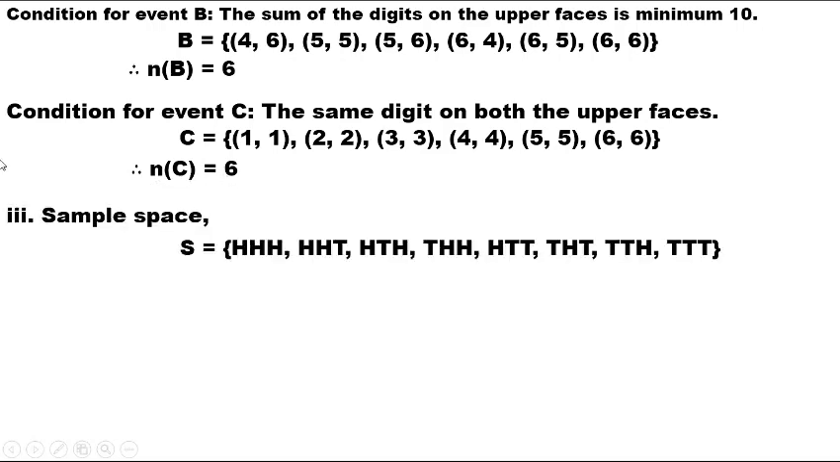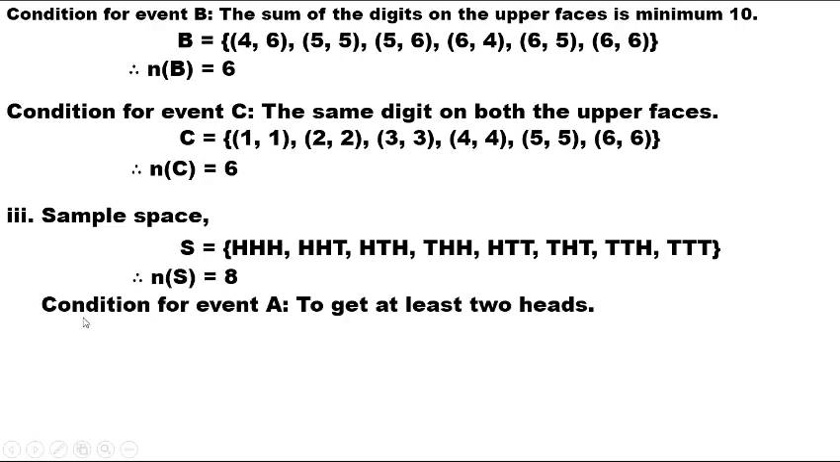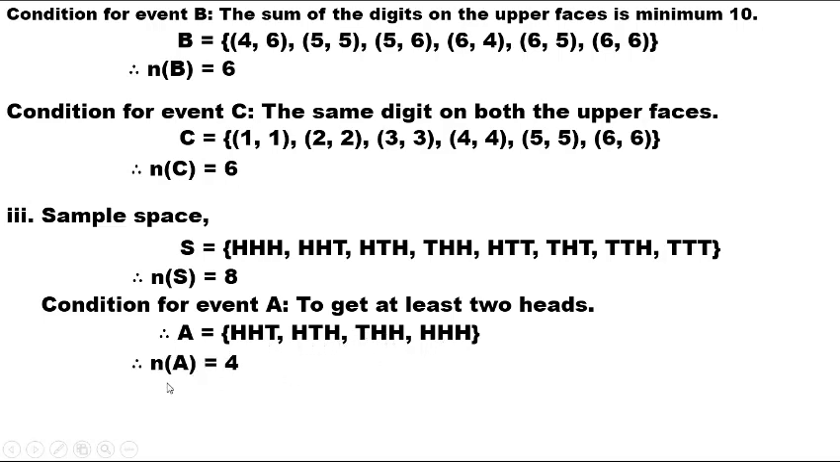Sample space S is equal to HHH, HHT, HTH, HTT, THH, THT, TTH and TTT. Number of sample points is equal to 8. Conditions for event A: to get at least 2 heads. A is equal to HHT, HTH, THH, HHH. Number of sample points in A is equal to 4. Conditions for event B: to get no head. B is equal to TTT.